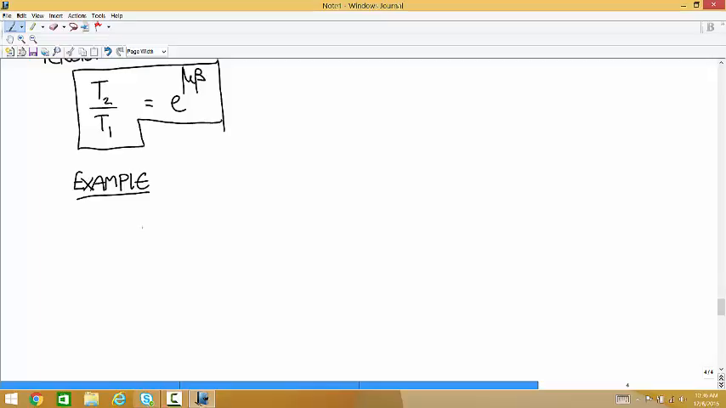Okay, so here's an example. Let's say we have a pulley, but it's totally rusted. So this is a pulley that's rusted, totally fixed.